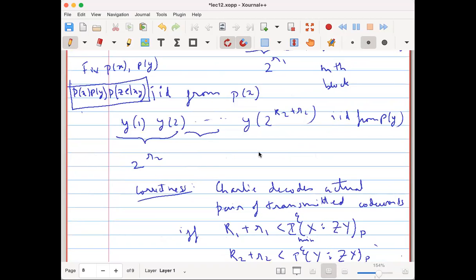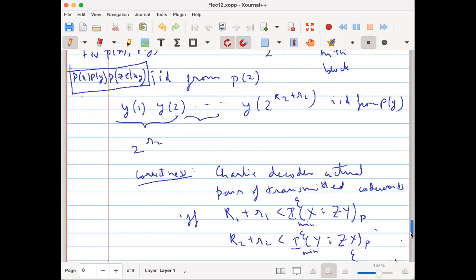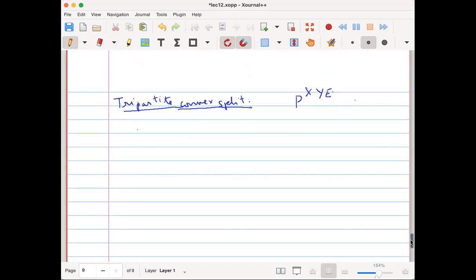So for the purpose of the wiretap multiple access channel, we are looking not at arbitrary probability distributions on XYE, but a special kind where X and Y are independent, and then E has a probability distribution depending on the pair XY. So that's a slightly weaker regime, but the full tripartite convex split lemma, which is as easy or as difficult to prove as our covering lemma, will work for the most general class of probability distributions. So X and Y can be dependent also.